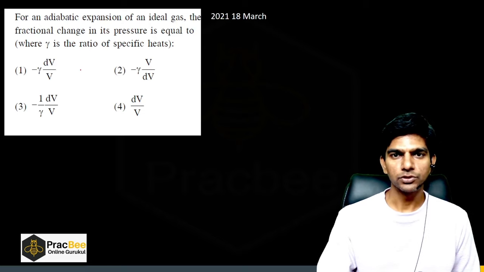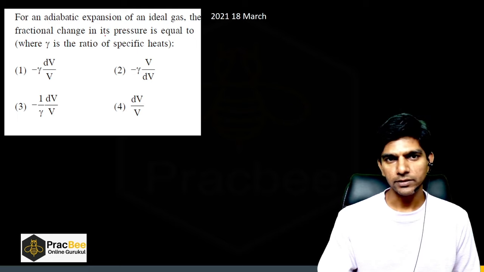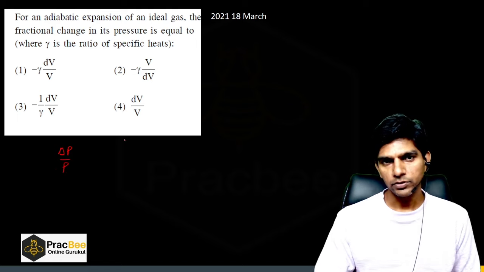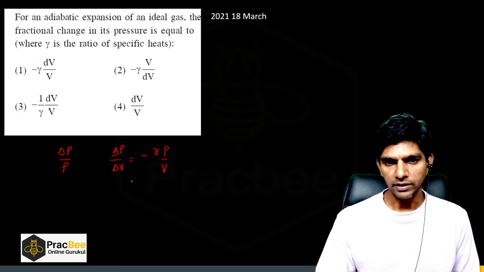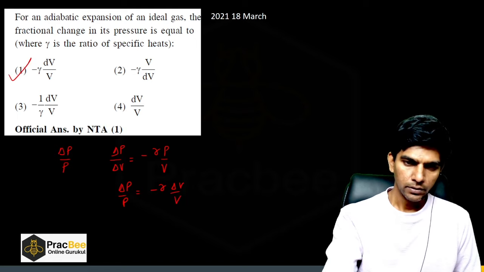So now let us see another question. For an adiabatic expansion of an ideal gas, the fractional change in its pressure is equal to what? Basically we have to find delta P by P. And we know that in an adiabatic process, the slope, which is delta P by delta V, is given as minus gamma P by V. So if I rearrange the terms, delta P by P is equal to minus gamma delta V by V. So option 1 is the right answer.